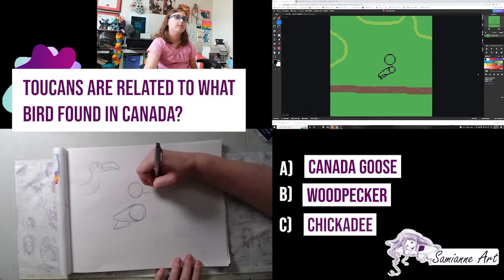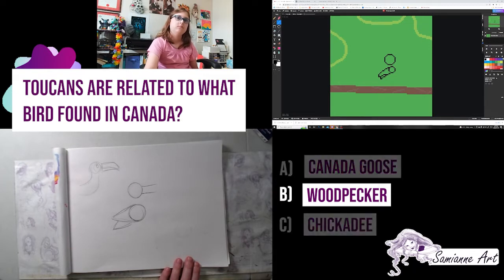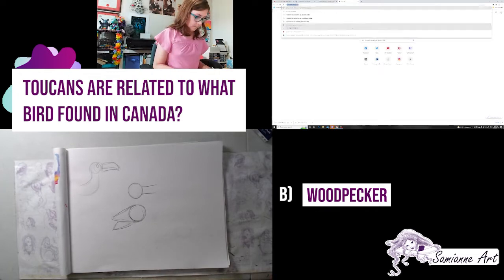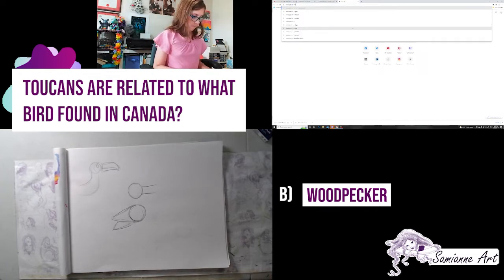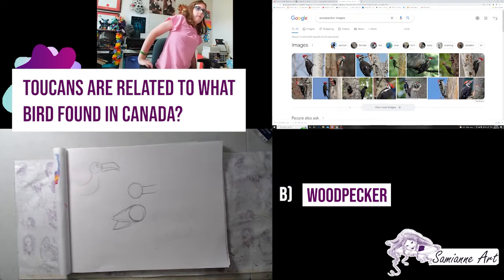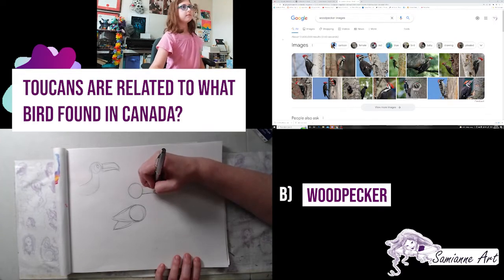I'm going to do a rectangle here for the beak. The answer to it is woodpecker. Both are piciformes, and they're zygodactyl: two toes in front and two toes in back for better gripping. And they have the long bill or the long beak.